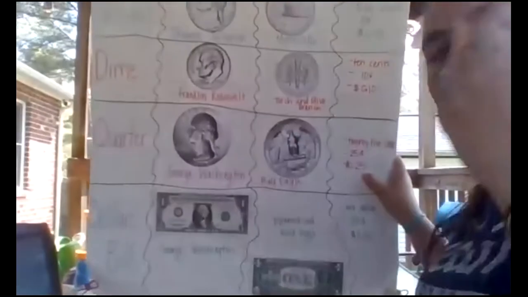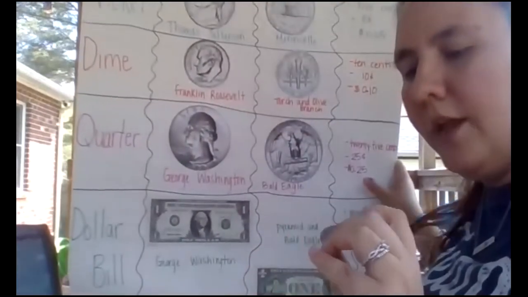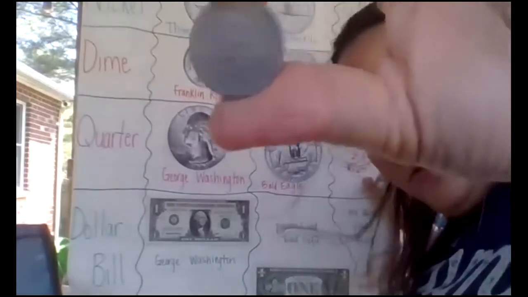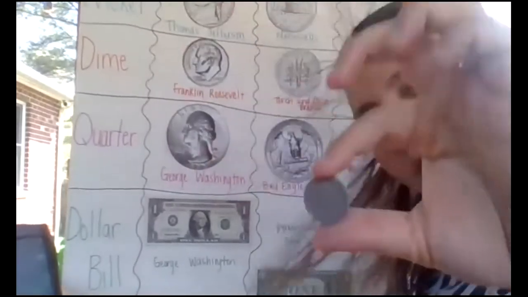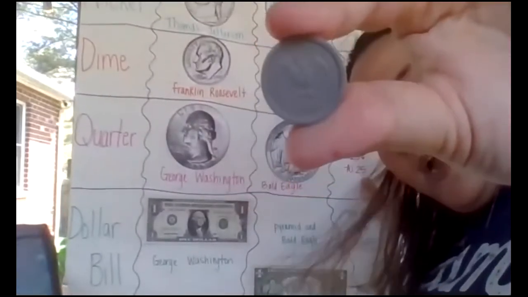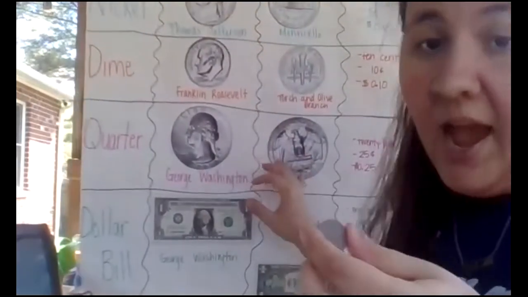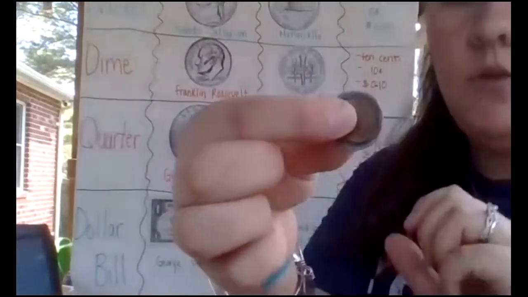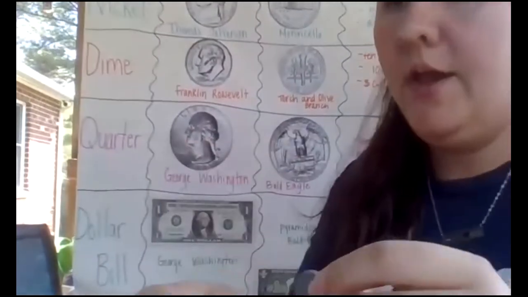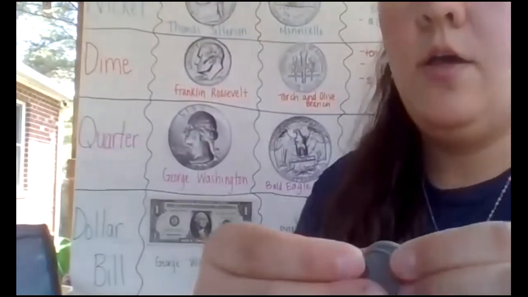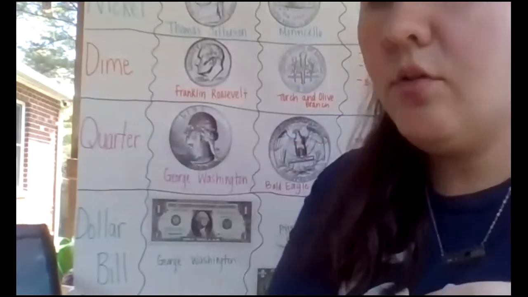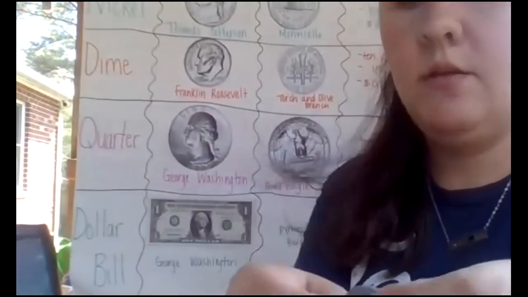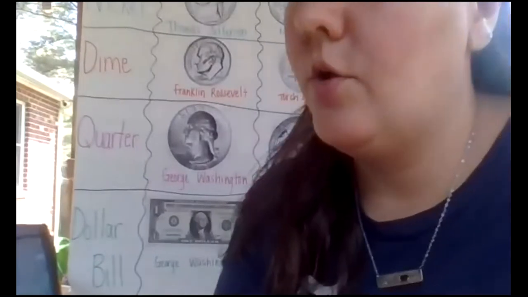Okay, so this is what a quarter looks like in real life. You can see George Washington on the front, and you can see the eagle on the back. Now, our quarter is the biggest size coin that we have. So if we put all the other coins on top of it, you can see the quarter is bigger than all the other coins. And the quarter is also worth the most money, okay, out of all the coins. So how much is a quarter?